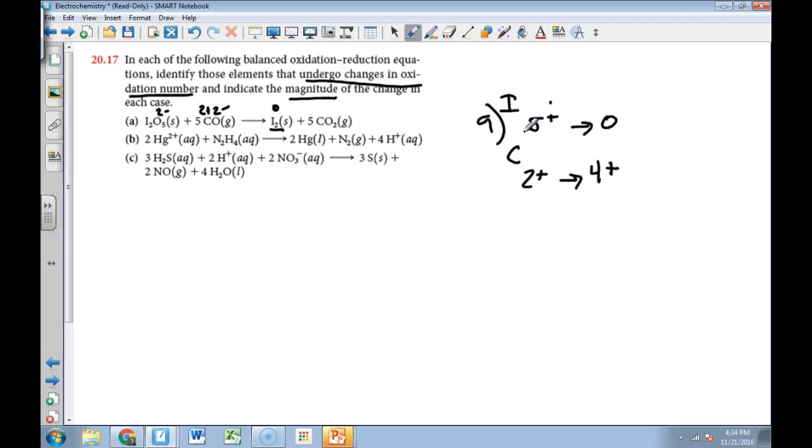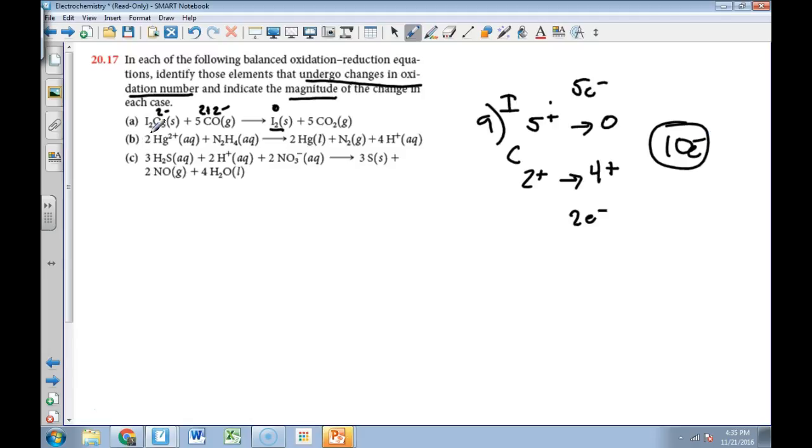Now, this is 5 to 0. That's 5 electrons changing, but then this is only 2 electrons changing. So part of our balancing says that we need to make sure that the number of electrons being transferred is the same. So it's not just 5 and it's not just 2. We want 5 and 2 to be equal, so the least common multiple between 5 and 2 is 10. So the quantity of electrons being transferred is 10.